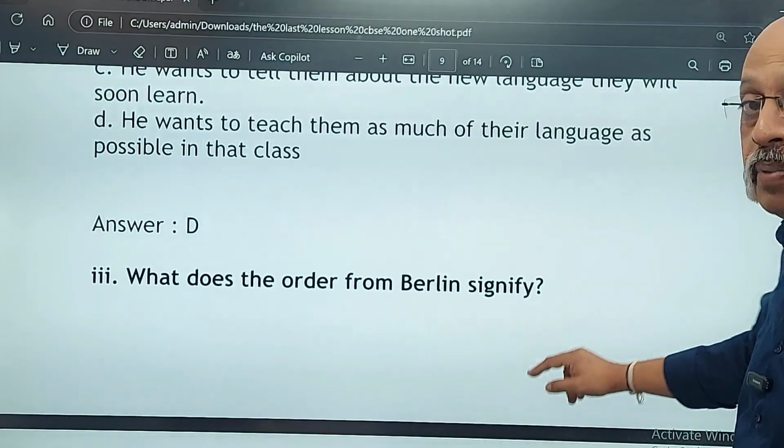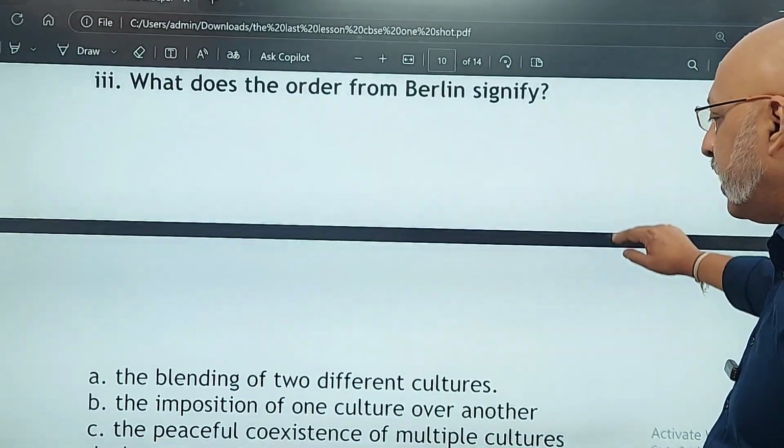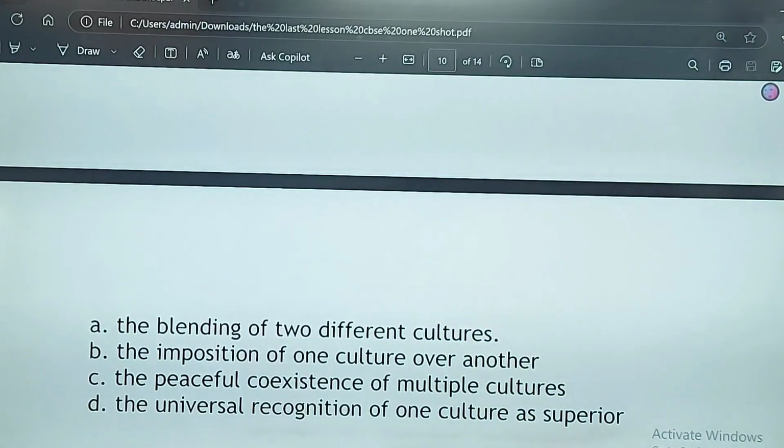What does the order from Berlin signify? The blending of two different cultures, the imposition of one culture over another, the peaceful coexistence of multiple cultures, or the universal recognition of one culture as superior.